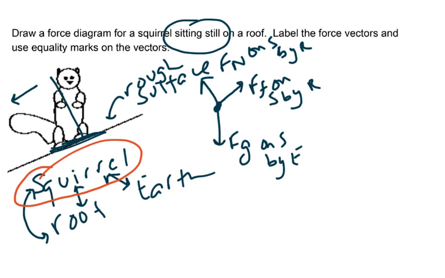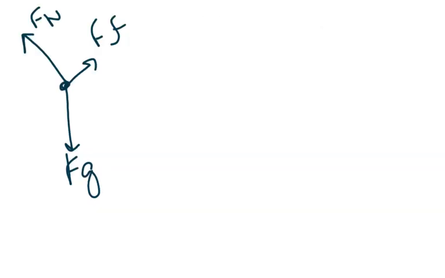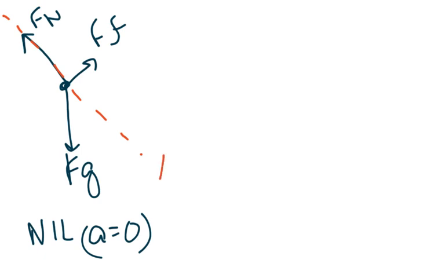I'm going to go to a clean slide to analyze this because I am not going to have enough space here. Okay, so here's my force diagram for the squirrel. The squirrel was at rest, so I have a Newton's first law situation. Acceleration is equal to 0. So when I do my sum of the force equations, I need to first set up my x and y axes.